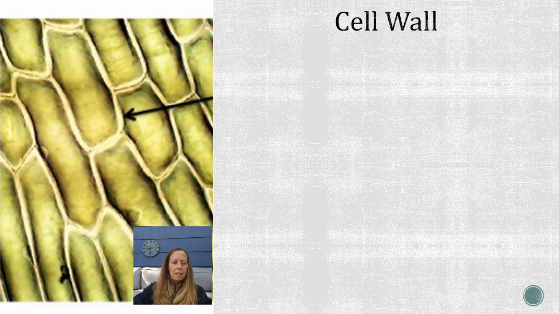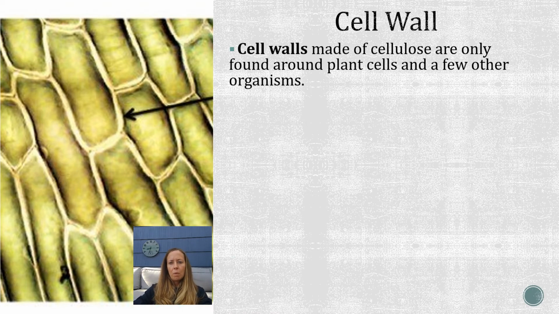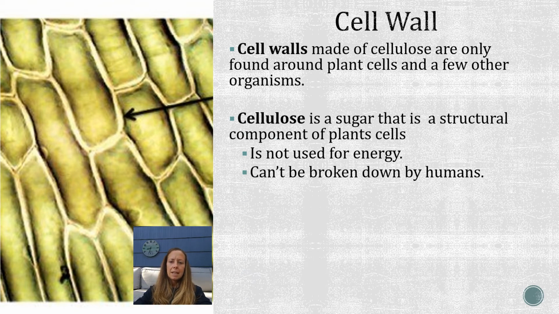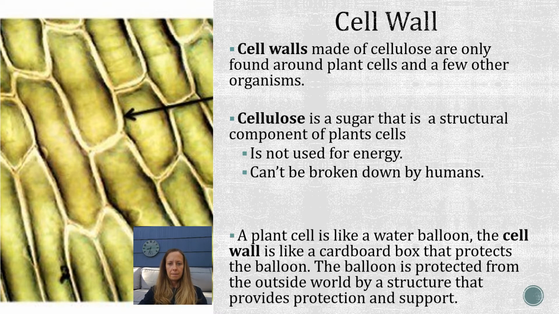All right, so here's your cell wall first. Cell walls are made of cellulose. They're only found in plant cells and a few other organisms. Some bacteria have them. Cellulose is a sugar that's going to be a structural component. What that means is that it's not used for energy. It's used because plants don't have bones. Instead, they have cellulose that keeps them square like that, that lets them stack up so they can get tall enough, right? And cellulose can't be broken down by people, right? Some animals can break down cellulose, but humans can't.